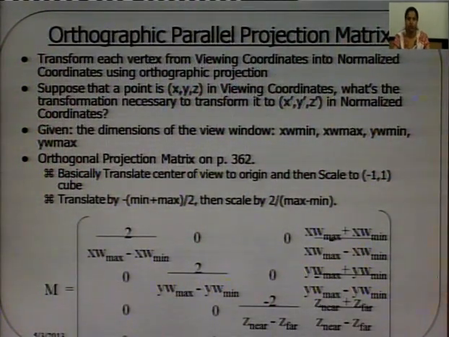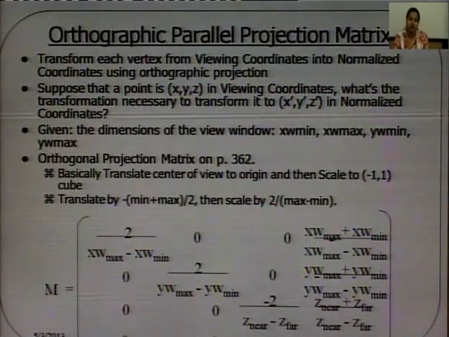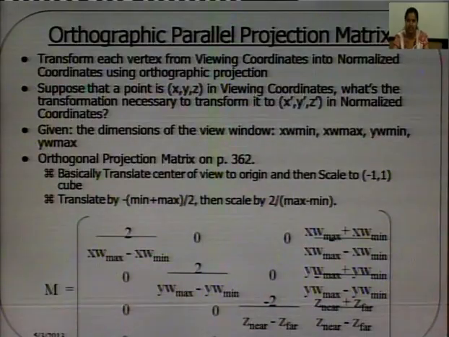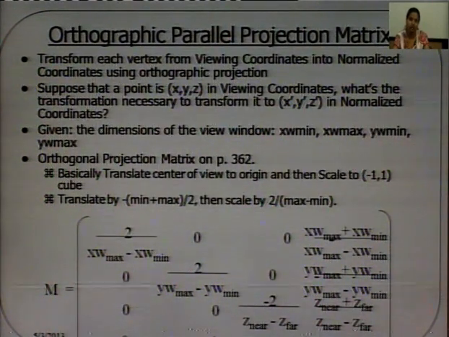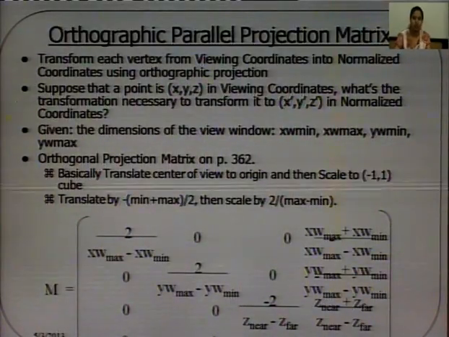Then comes the orthographic parallel projection matrix. We transform each vertex from viewing coordinates into normalized coordinates using orthographic projection. Suppose a point is x, y, z in viewing coordinates. What is the transformation necessary to transform it to x', y' and z' in the normalized coordinates, given the dimensions of the view window, that is xw min, xw max, yw min and yw max? So this forms this matrix.